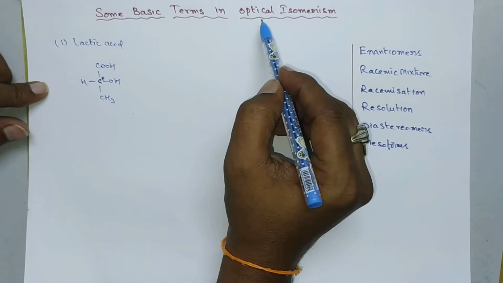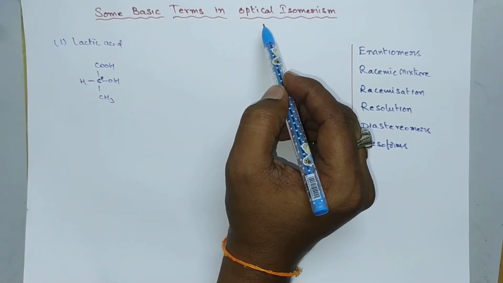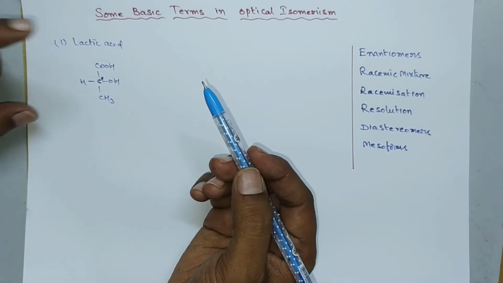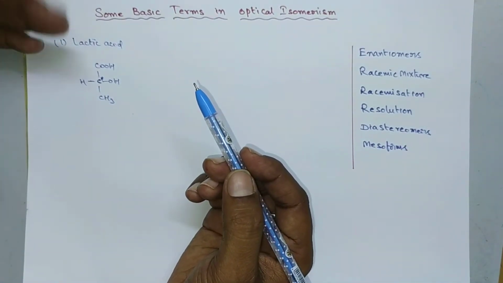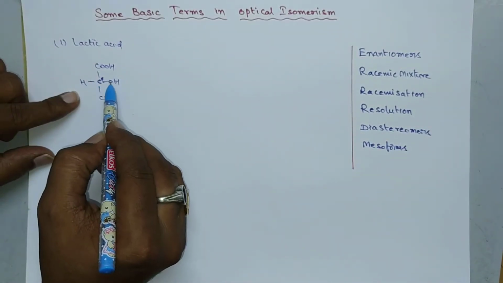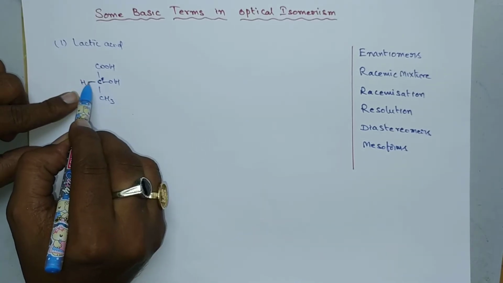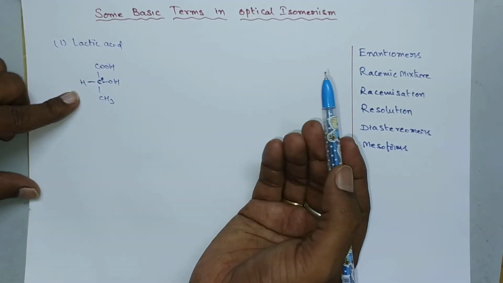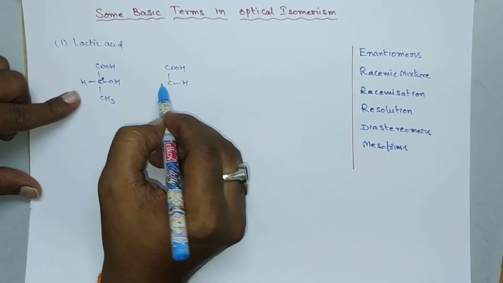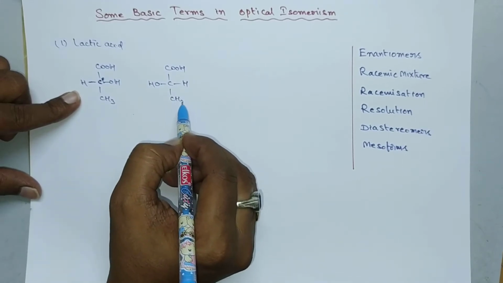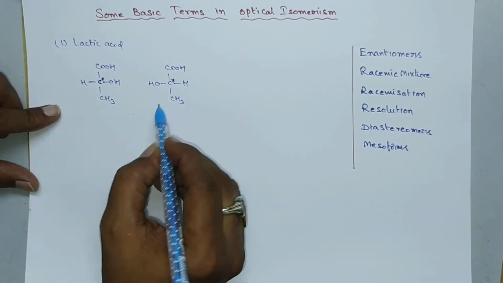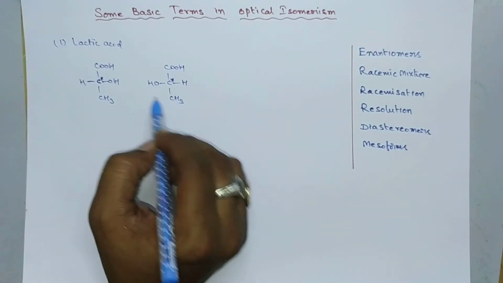We know optical isomerism is one type of configurational isomerism. Configurational isomerism arises due to breaking and making of covalent bonds. By breaking this bond, it can be formed here. Like this we can obtain another isomer, that is like this: COOH, here H and OH and CH3. By breaking and making of bonds, it forms another isomer. Here it is also a chiral carbon because it also consists of 4 different atoms or groups.